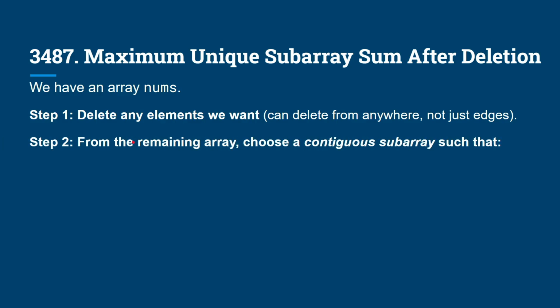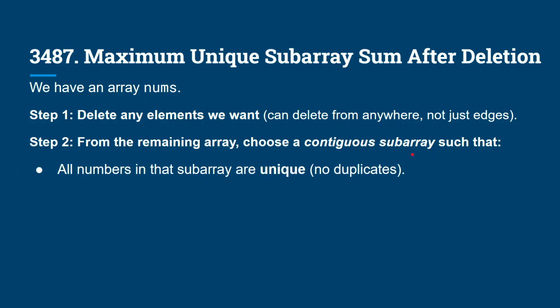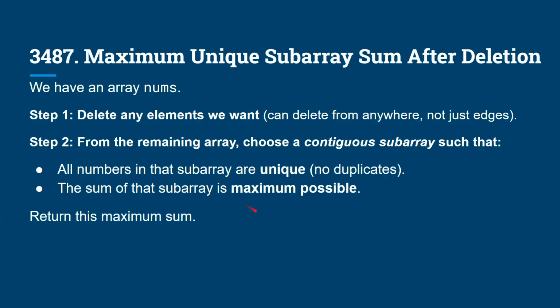Then from the remaining array elements, we should choose a continuous subarray such that all the numbers in the subarray are unique, with no duplicates, and the sum of the subarray is the maximum possible. We will track that maximum possible value and return it, because that is our requirement.